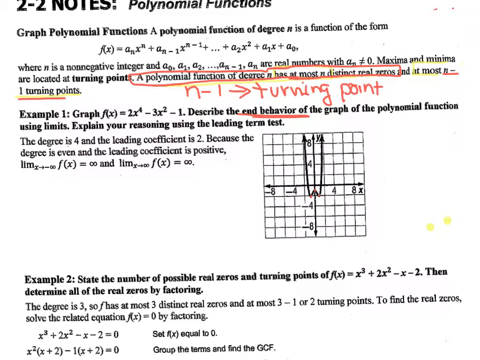It says here the degree is 4 and the leading coefficient is 2, because the degree is even and the leading coefficient is positive. We're expecting something like a parabola: if it's an even degree, both ends go up, or both go down. If it's a negative x squared or negative x to the 4th power, then it's going to open down. So here it's positive and even, so it's going to go up. Okay?